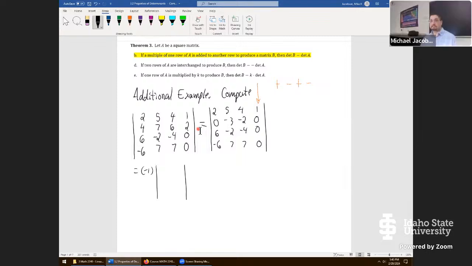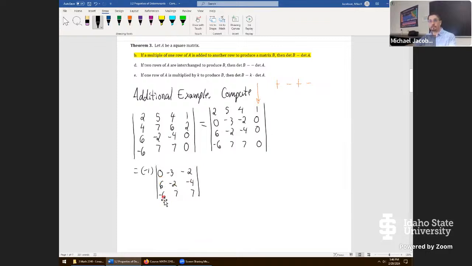Other questions at the moment? Okay, and with what we have so far, we're going to eliminate that entire column, this entire row. So we'll get 0, -3, -2. And I did not format that well. Let me try again. 0, -3, -2. That looks a little bit better. Then 6, -2, -4. Finally, -6, 7, 7.